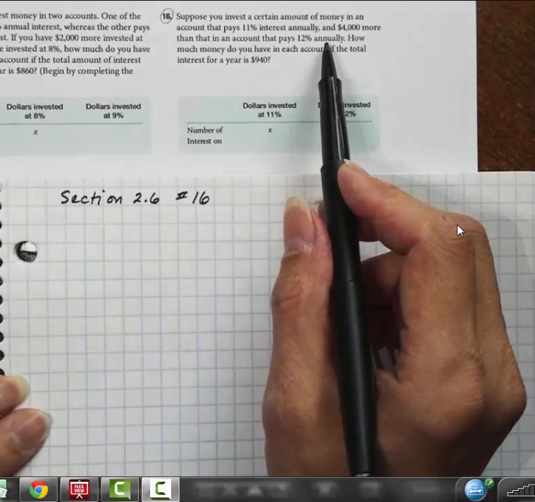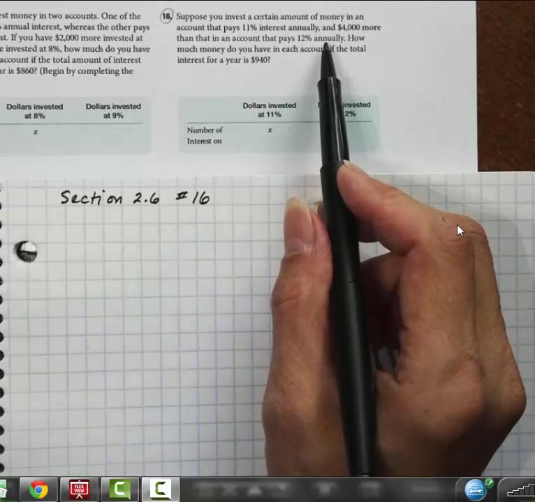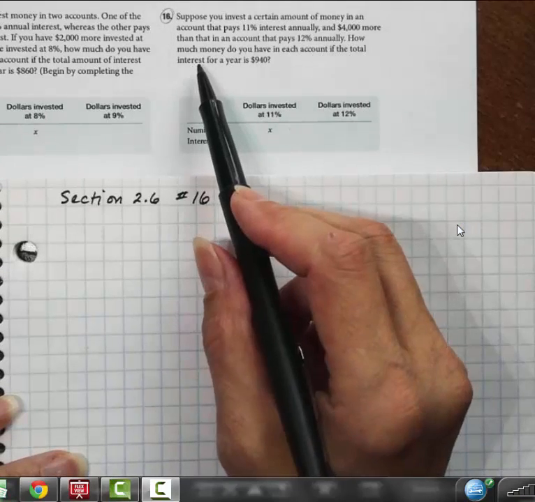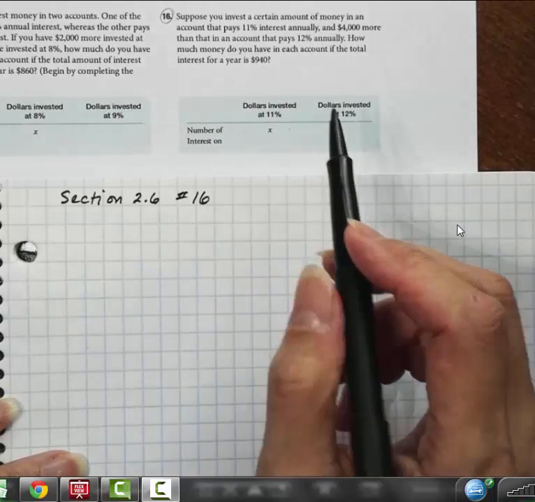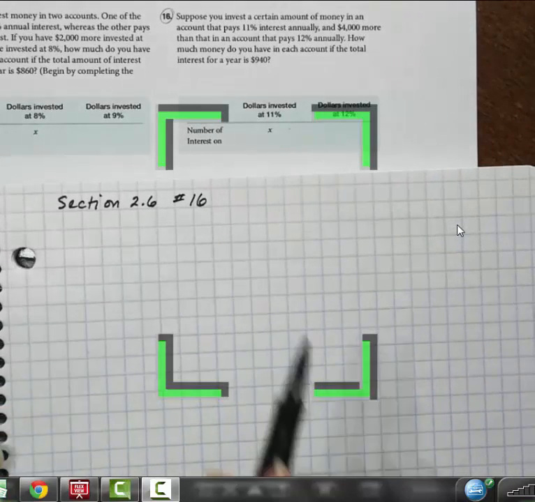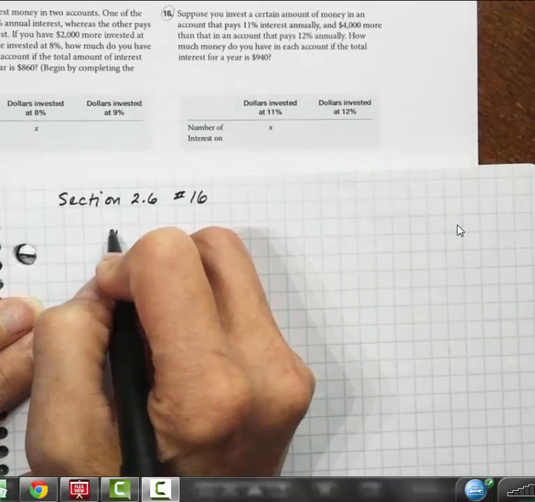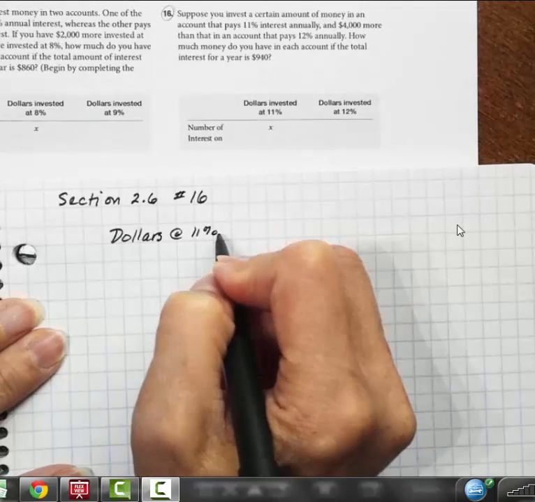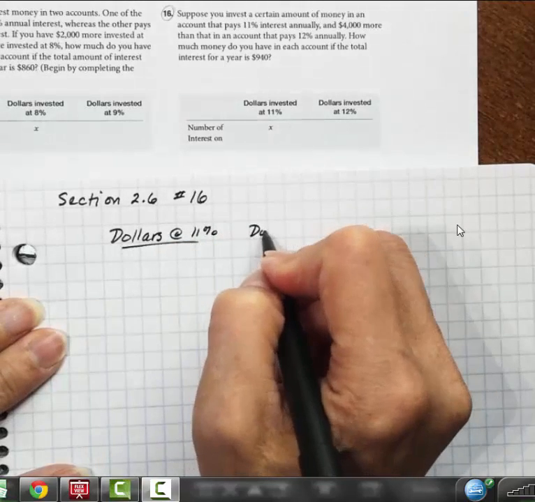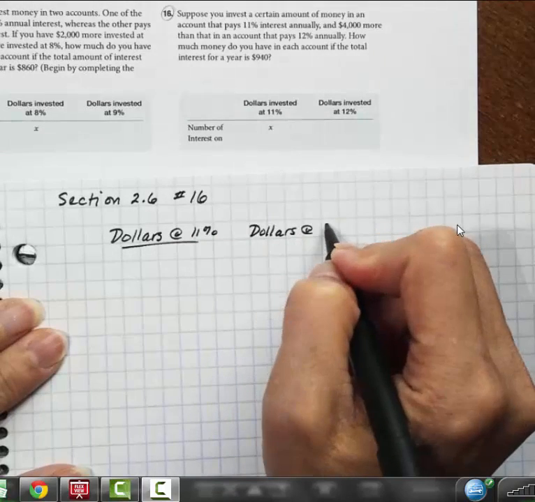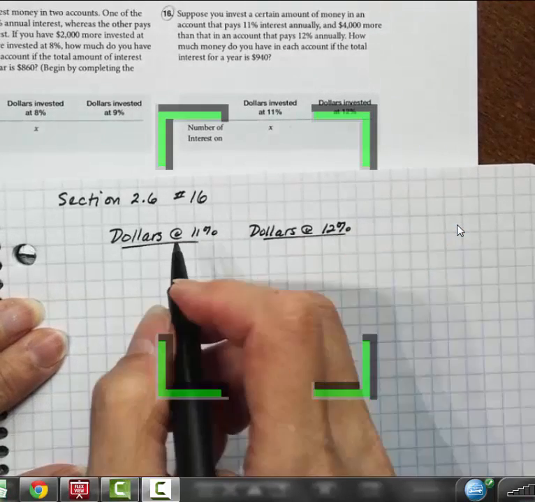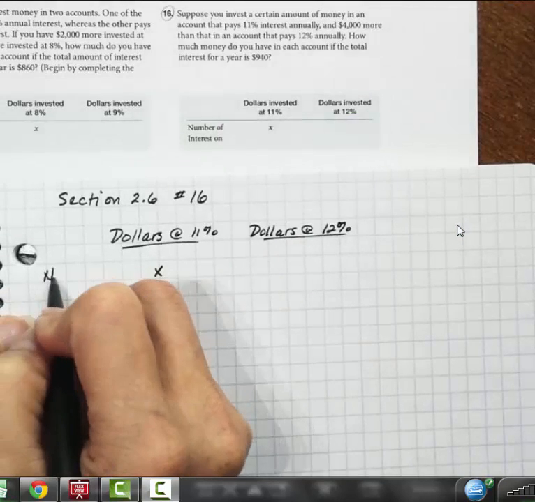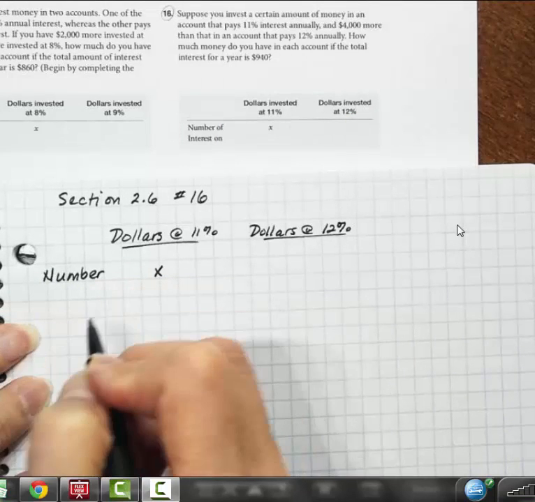So that took me a little bit of time to try to read that. How much money do you have in each account if the total interest for a year is $940? And they've already started a chart for us. In the chart we have dollars at 11%, and dollars at 12%. The dollars at 11%, we're going to make that X. And then we have the number of dollars, and then the interest.